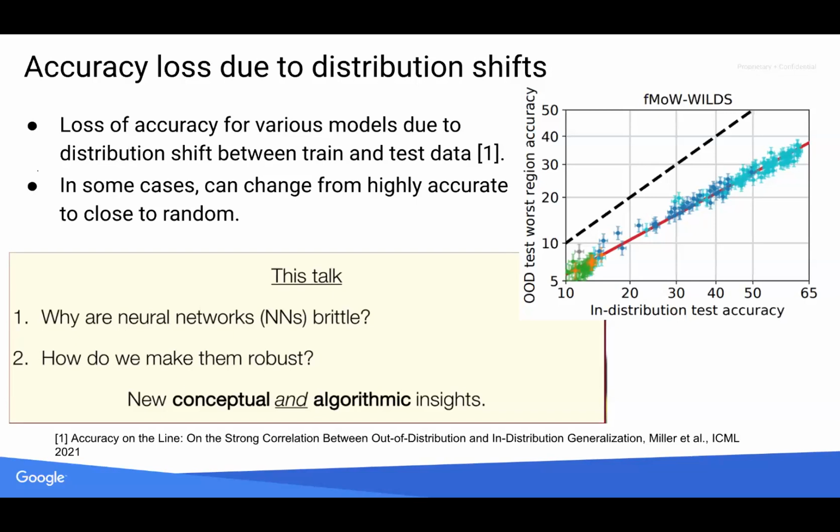But it turns out that the accuracies, the blue dots, which are the actual accuracies of various different trained models, always lie below the black line, which means that the out-of-domain accuracy is lower than the in-domain accuracy. And we can see that in some cases, for example, to the extreme right, for an in-domain accuracy of 65, the out-of-domain accuracy is less than 40%. So there is a substantial drop in out-of-distribution performance compared to the in-distribution performance. And the question we are trying to understand is why neural networks are so brittle, and how do we make them more robust using some algorithmic insights.